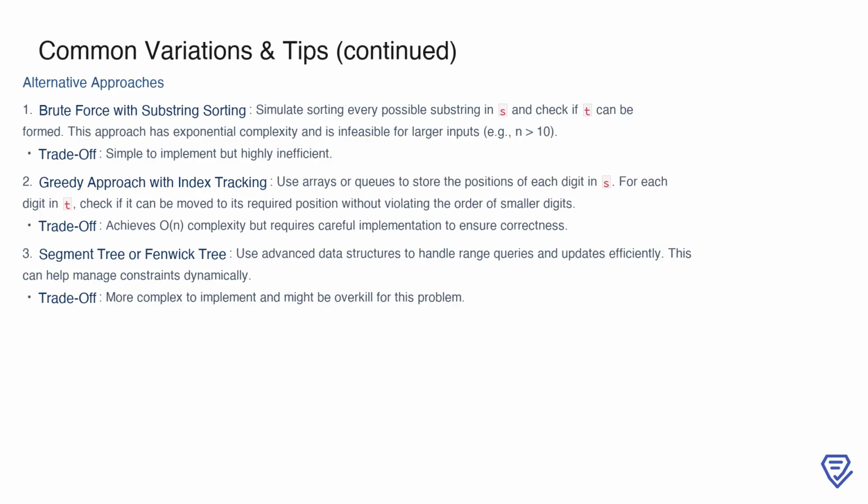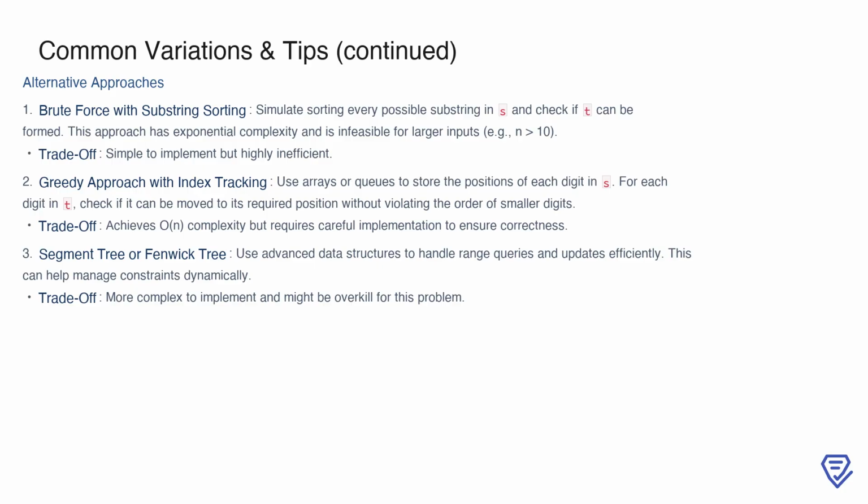Here, you use arrays or queues to store the positions of each digit in S. For every digit in T, you check if it can be moved to its desired position without disrupting the order of smaller digits. This method achieves O(n) complexity but requires careful implementation to avoid mistakes.